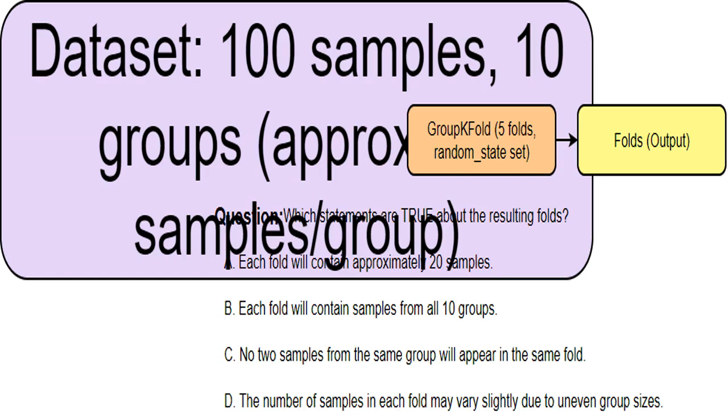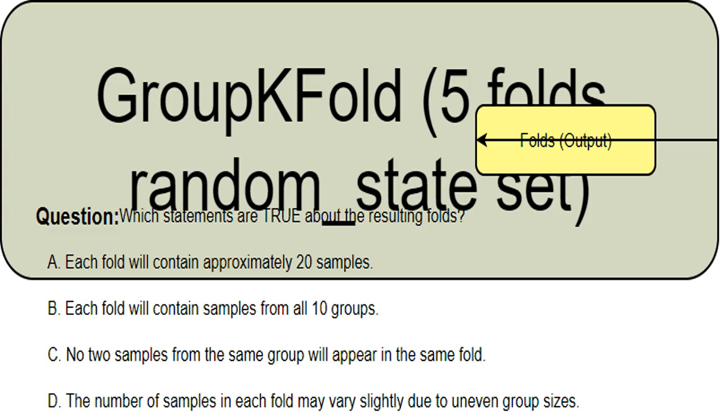I have a dataset with 100 data points, samples, divided into 10 groups. Each group has roughly 10 samples, however, this number might vary slightly. Imagine these groups as distinct categories or clusters within the data. I'm using GroupKFold to split my data into 5 folds for cross-validation.